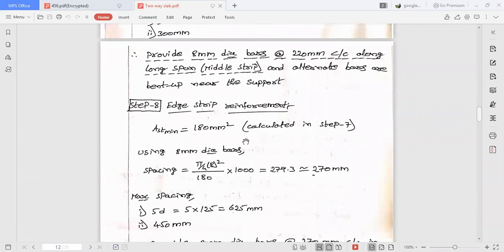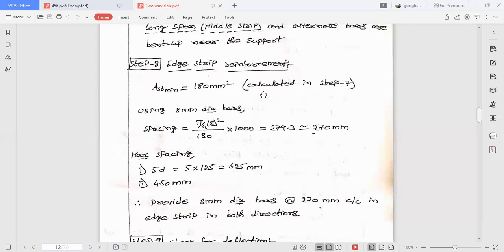Next, main steel in X direction, main steel in Y direction, both are completed, and that steel we will provide in middle strip only. And the steel in edge strip, that we have to calculate now. So as per the code, what is the amount of steel we have to provide in edge strip? Minimum reinforcement. That is no need to calculate again. Already we have calculated in step number 7, which is 180 mm square. For that, spacing is calculated, which we got as 270.